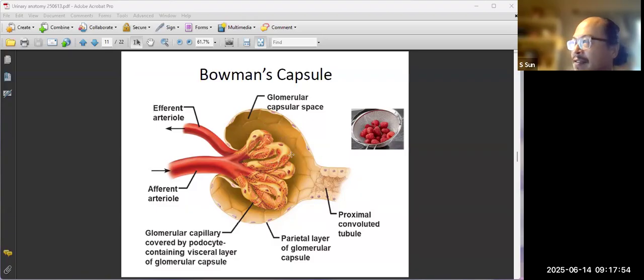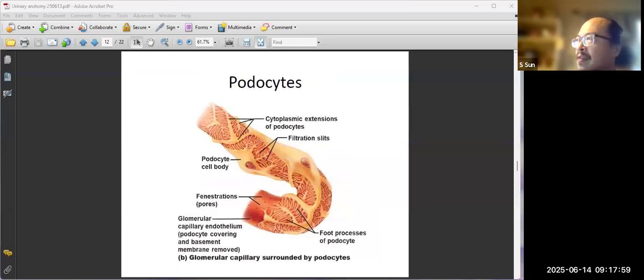Then after that, the fluid, the urine, will go into the proximal convoluted tubule. Here, I'm using one slide to emphasize the importance of podocytes. Podocytes have filtration slits. The foot processes form the slits, and those slits determine the size limit for the filtration. You call it a foot process. You can call it a hand. Nobody calls it a hand process, but it's like a hand holding onto it. Foot process.